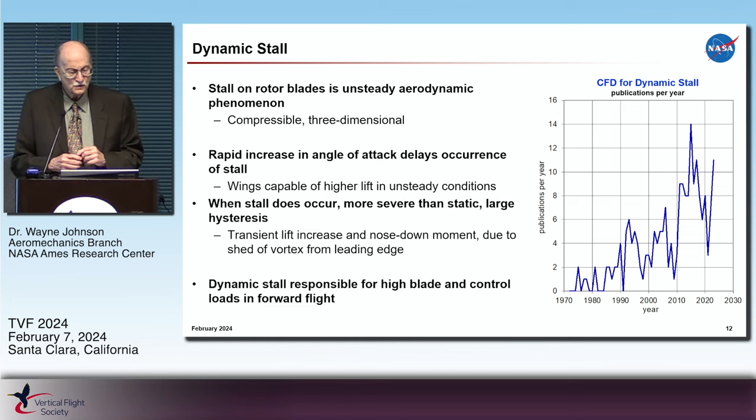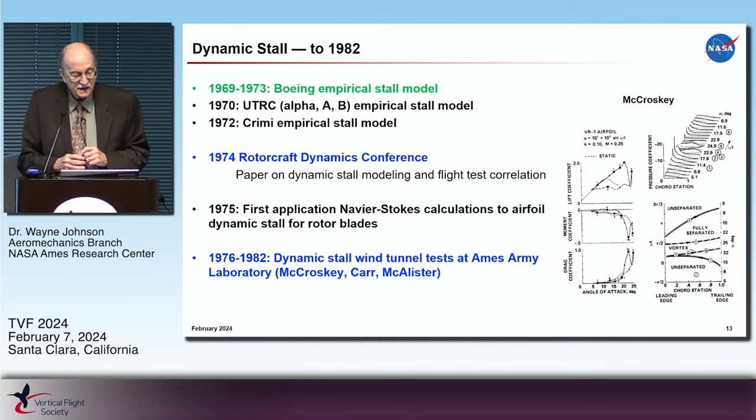Still a major approach for dynamic stall modeling is development of empirical models, and they go back to the late 60s, 1970s. Now a lot of these empirical models have come and gone. They don't really get adopted by the community. The Boeing method is still around in use, because it's just so simple. 1974, the conference did have a paper on dynamic stall modeling and correlation of flight tests. In the 1970s, people did start to apply Navier-Stokes to dynamic stall. It tended to be low Reynolds number, though, just because of the computational challenges.